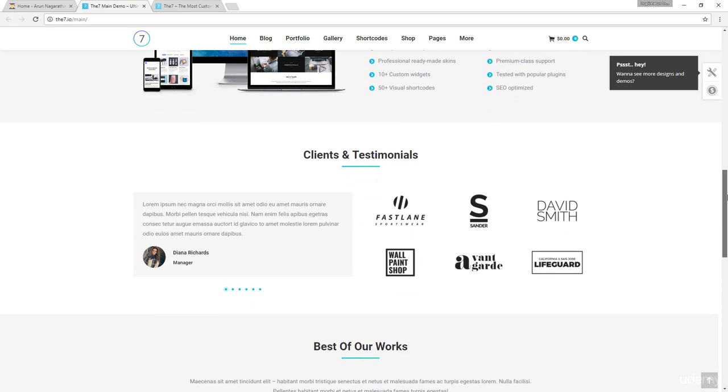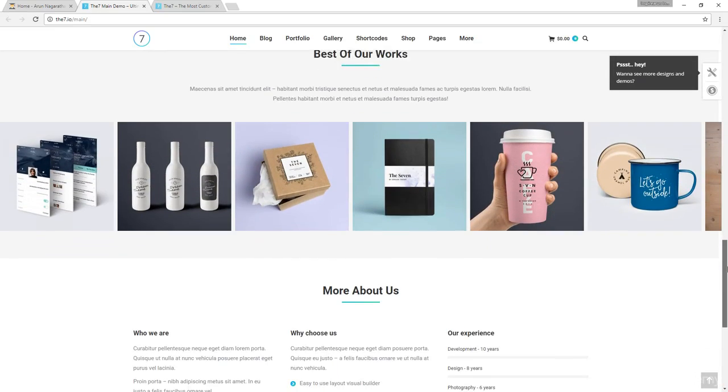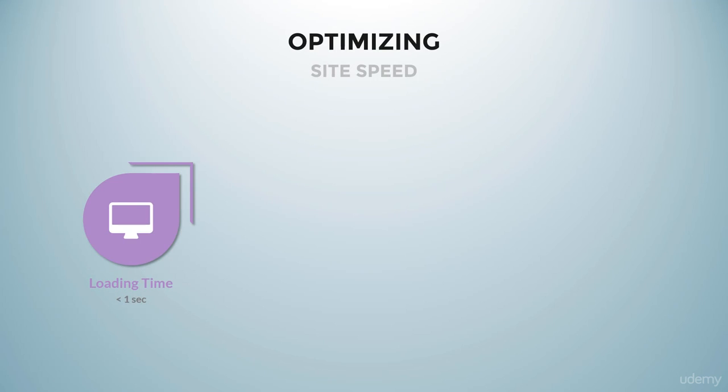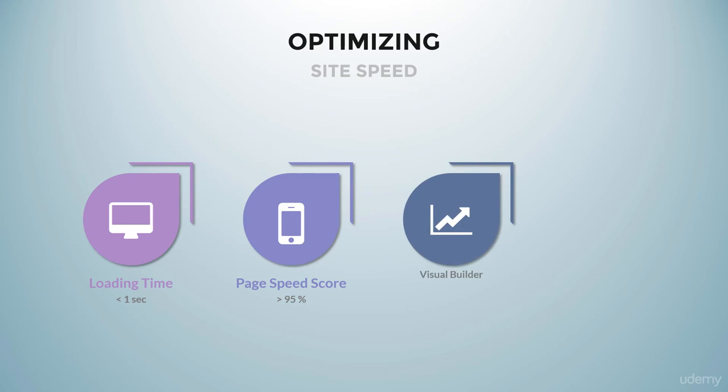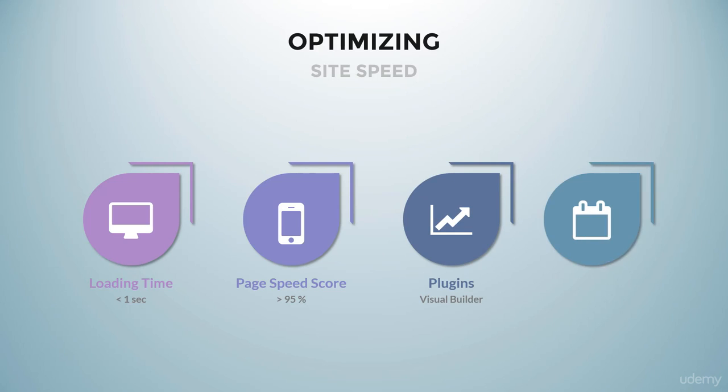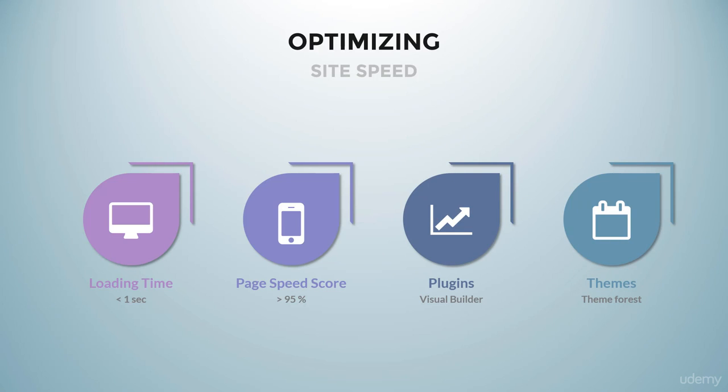Also, Google weighs site speed as a user experience factor. Optimizing even a light website itself is a tedious task, such as to make it load under 1 second or to get a page speed score greater than 95%. But even then, some users, or in our case, some students, still want to use Visual Builder plugins and Theme Forest themes. These websites are so heavy. That's why the need emerged for two page speed techniques.